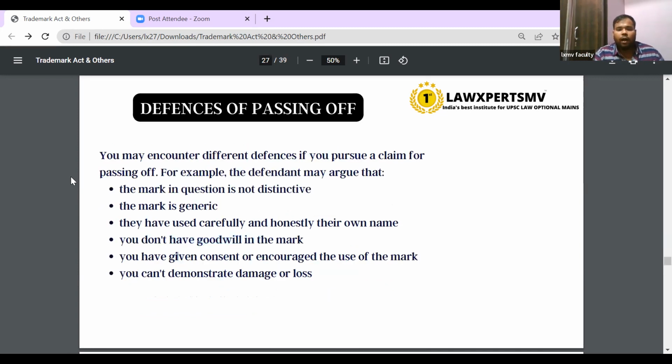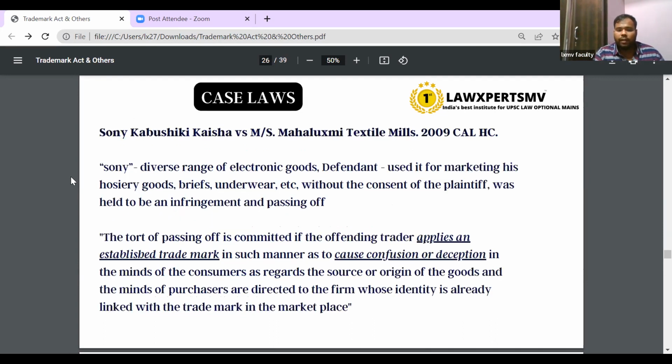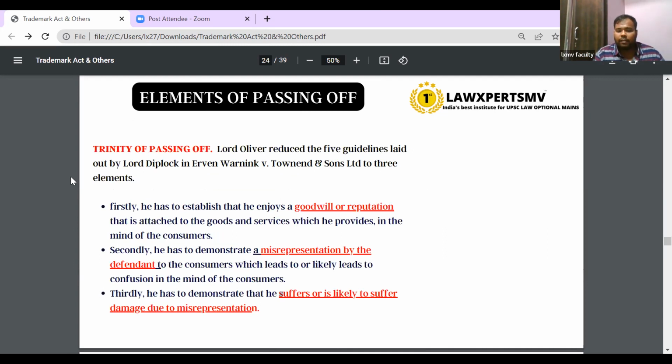Yes. Another thing is if you have given the consent, or the other person has given the consent or encouraged the use of this particular trademark, then right now he cannot come and complain, and you cannot demonstrate the damage or loss. So the third element we have seen is that you have to support your case with some kind of damages which occurred due to the other person's usage. If you cannot demonstrate how you are affected by the other person's usage, then you won't succeed in your action of passing off.